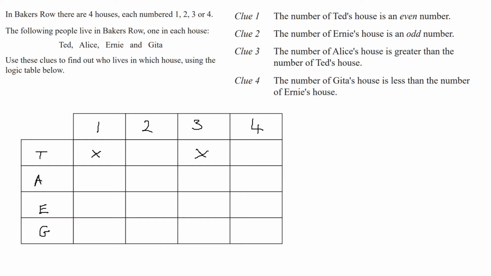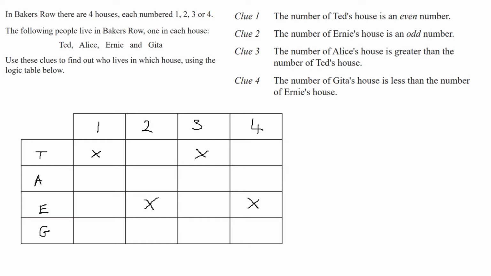Clue number 2 says the number of Ernie's house is an odd number. So that means that Ernie can't live in a house whose number is even, so is divisible by 2. So Ernie can't live in number 2 and he can't live in number 4. The number of Alice's house is greater than the number of Ted's house. So that means that the number of the house where Alice lives has to be bigger than the number of the house where Ted lives.